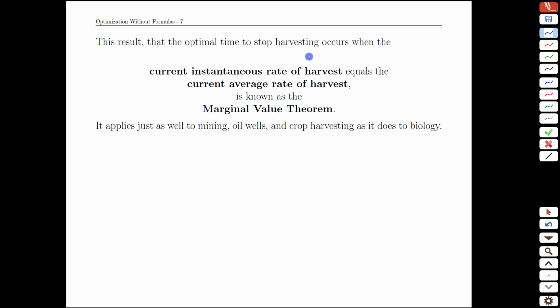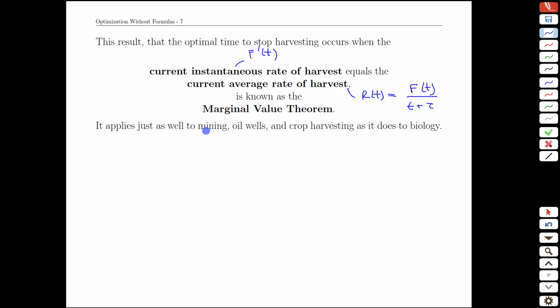Now this result actually shows up in a number of different contexts. This is actually known as the marginal value theorem in economics. There are similar phrasings for it in biology, and it tells us that we get the best result when our current average rate of harvest becomes equal with the instantaneous rate of harvesting. Again, this is our f prime, and this is our r of t, which is that long ratio f of t over t plus tau. So they're both slopes. One's a derivative, one's an average rate, but they're both slopes, and we get the optimal behavior when those two things are equal.